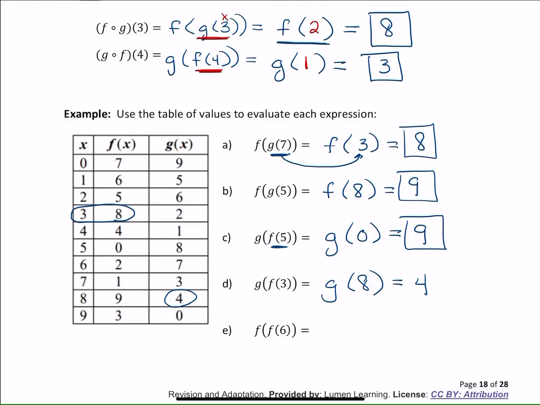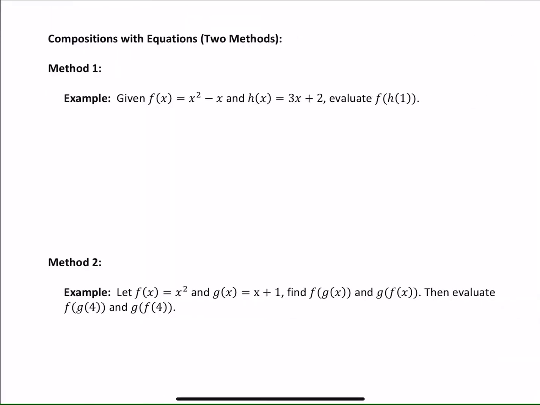And then the last one, I have f of 6. So same thing, f of 6 is going to be 2, and then I need to find f of 2, which is going to be 5. So work from the inside out, and you'll get to the answer once you compose the other one within the original function. Now that's dealing with tables.